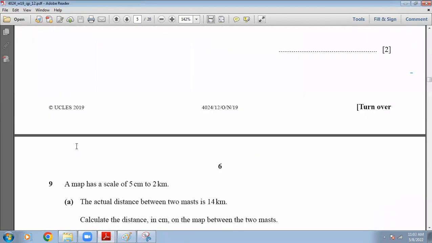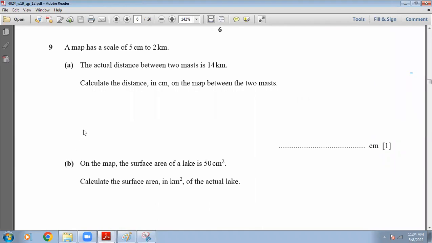Okay, dear students, we are going to the next question. The next question is question number 9. A map has a scale of 5 centimeter to 2 kilometer.